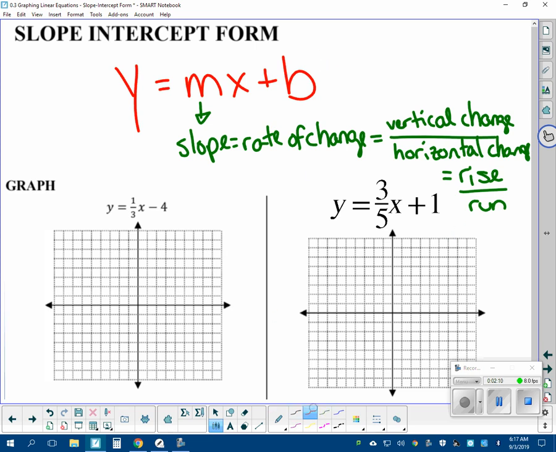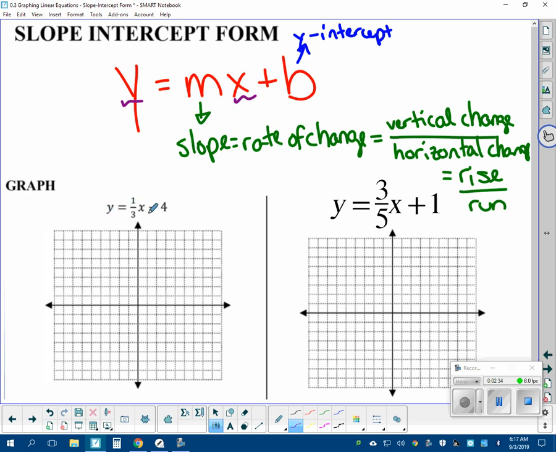The b is your y-intercept. It's where your line crosses your y-axis. And then when you're writing the equation, x and y are going to stay x and y. So those are not changing. Those are x and y's. Okay? All right, let's graph.